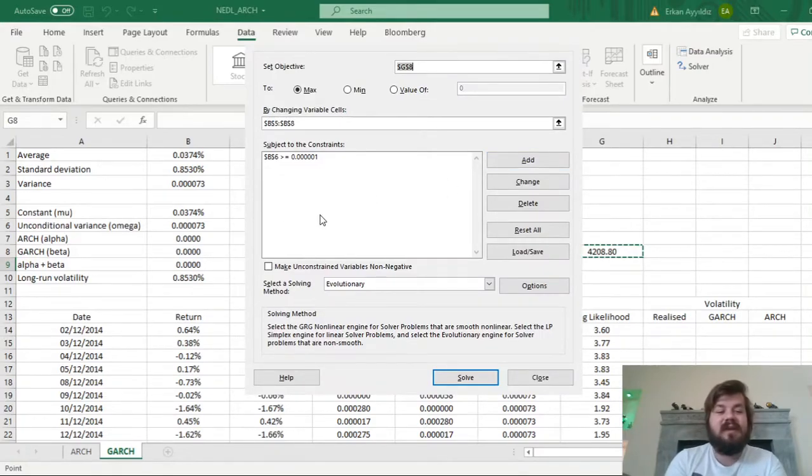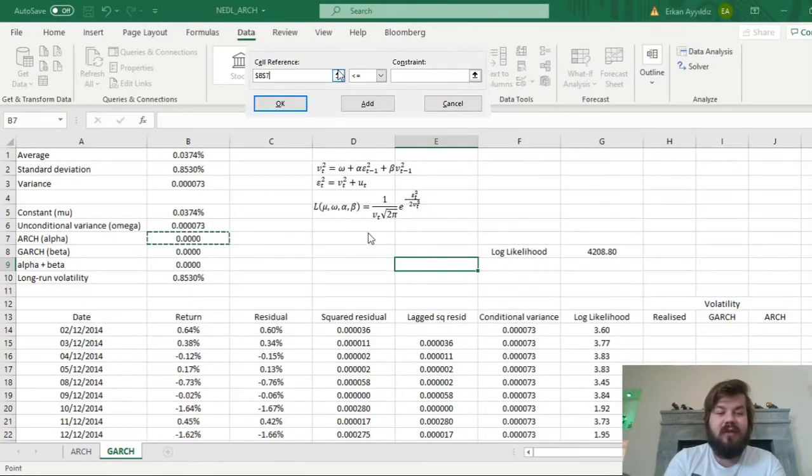For alpha and beta, we want both of those to be non-negative and less than 1, so let's proceed with that. Add a restriction on alpha and require it to be non-negative.